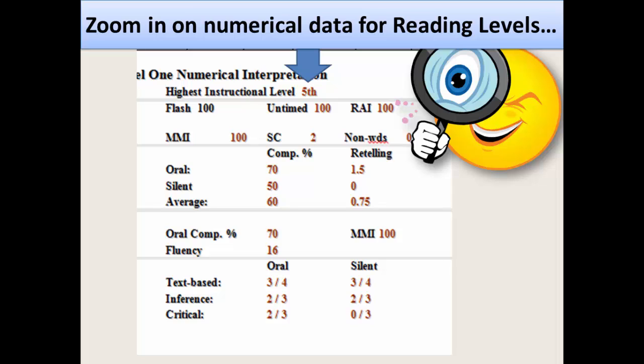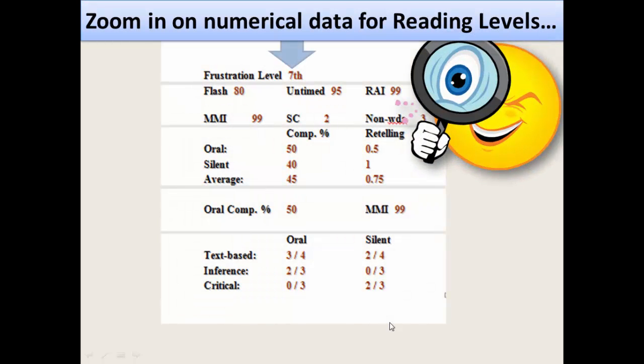Now we look at the difference between oral comprehension and fluency. So we had a score of 16 for fluency, folks. That's solid as a rock. We had an MMI of 100, and we had a comprehension score of 70 following oral reading. When we look here at the question types, solid after oral reading, not as solid after silent reading, which takes us now to the 7th grade, which is frustration.